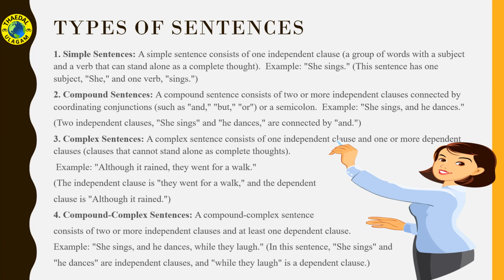4. Compound-complex sentences. A compound-complex sentence consists of two or more independent clauses and at least one dependent clause. Example, she sings and he dances while they laugh. In this sentence, she sings and he dances are independent clauses, and while they laugh is a dependent clause.